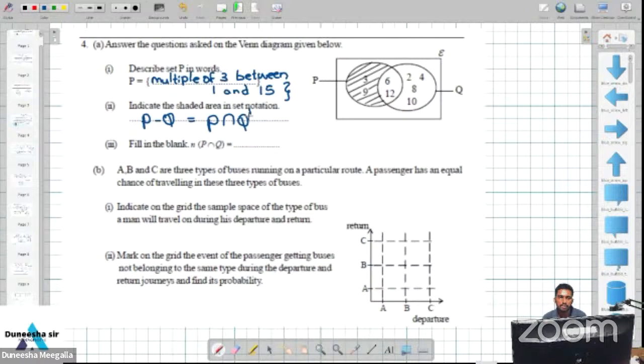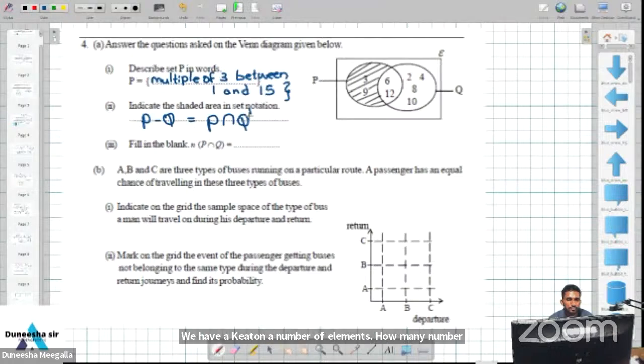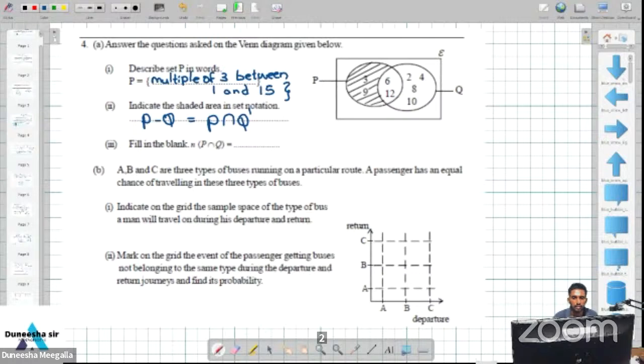Fill in the blank: the number of elements in P intersect Q. What is the number of elements in P intersect Q? The cardinal number. How many elements are there? Inuri? Two. Yes, 2. There are two elements in the part common to both.